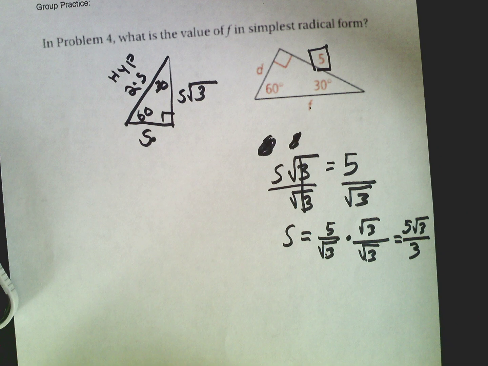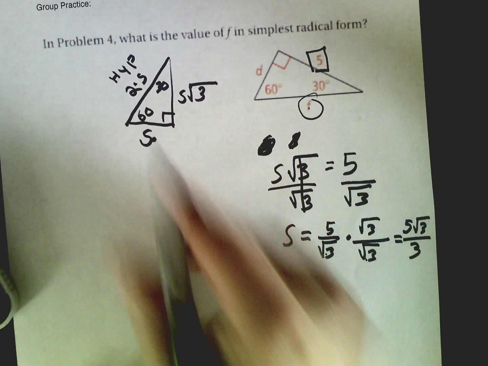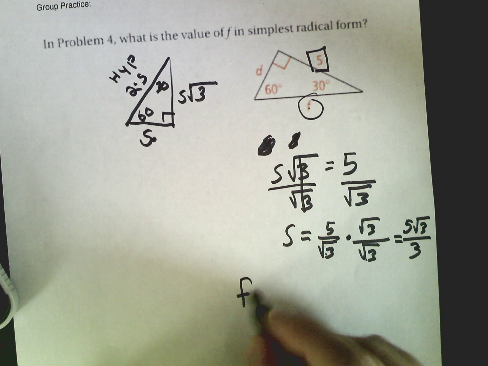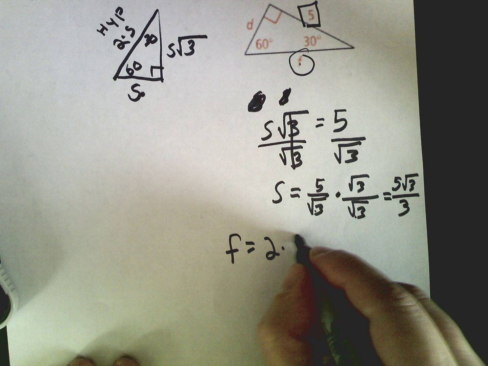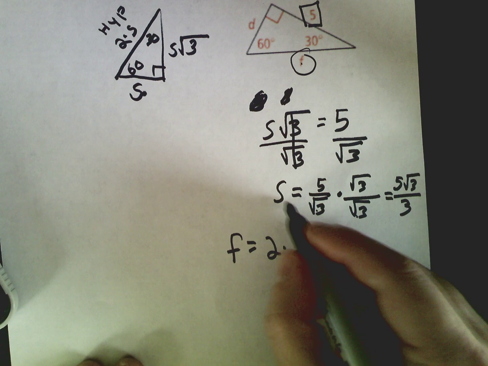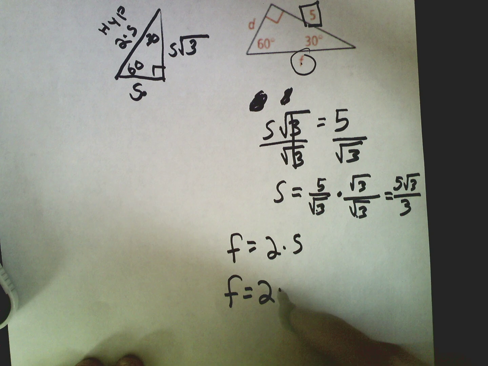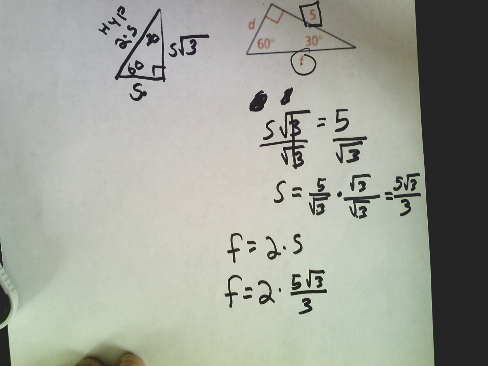Next part, they want to find the hypotenuse, which is this F in our case. So F is really 2 times S. So my F, in this case, is 2 times S. Well, I already know S. S is 5 square root of 3 over 3.